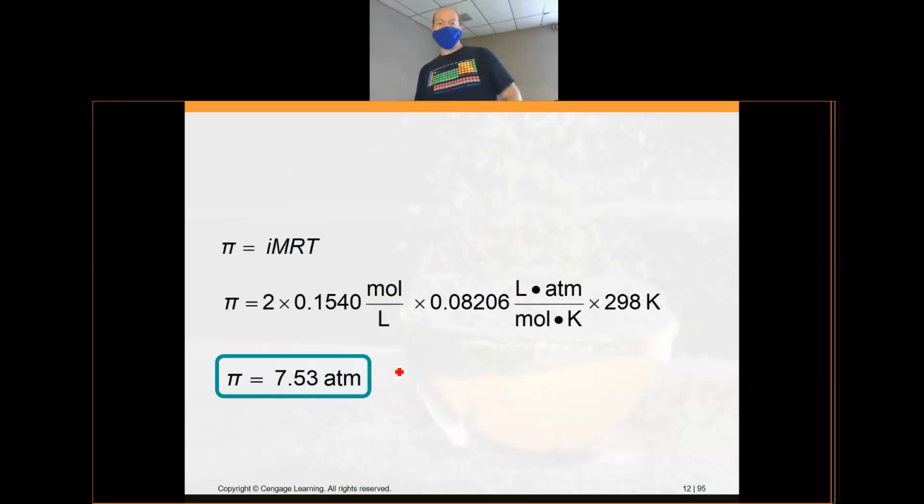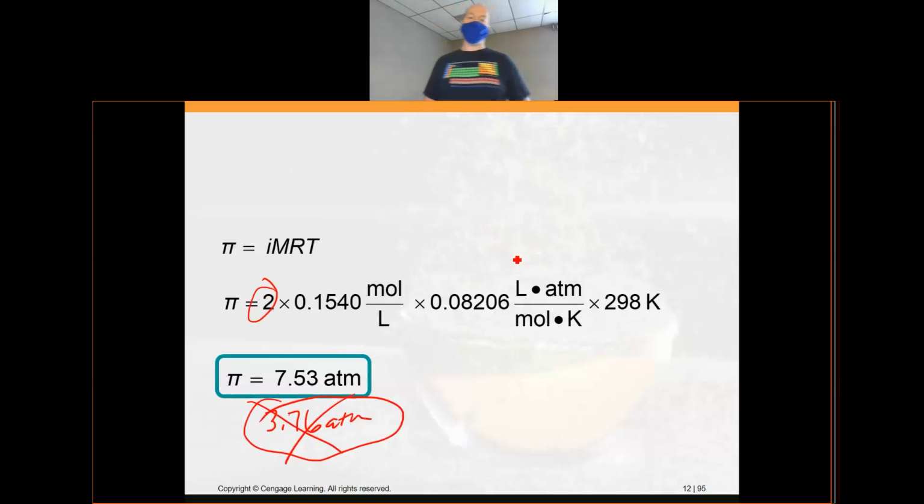And note on the test, when this problem's there, you're going to have another answer that is 3.76 atmospheres. Of course, that is the wrong answer, and that is when you don't put in your i value of 2, you just leave it as a 1. So make sure you have the i value in there when you have an ionic compound.